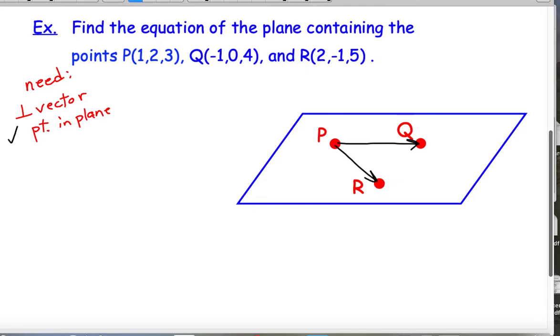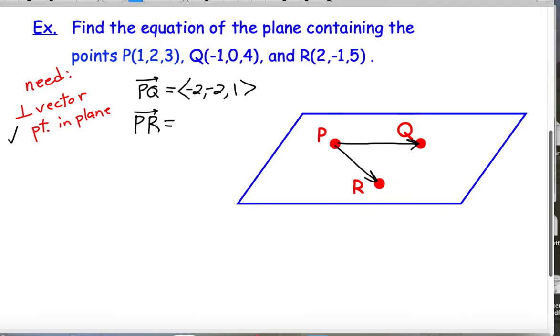Let's find vector PQ, and that's going to be terminal minus initial. So I'm looking at my coordinates for P and Q. So -1 minus 1 is -2, 0 minus 2 is -2, 4 minus 3 is 1. So there's PQ. Now let's find vector PR.